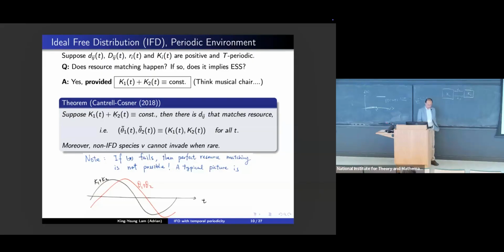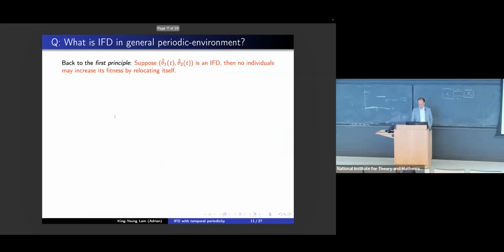And of course, in general, we don't expect to be able to match carrying capacity. Just think of a one-patch situation: the population always lags behind the oscillation in the carrying capacity. So now the next question is, what should be ideal free in periodic environments, if it is not matching carrying capacity?